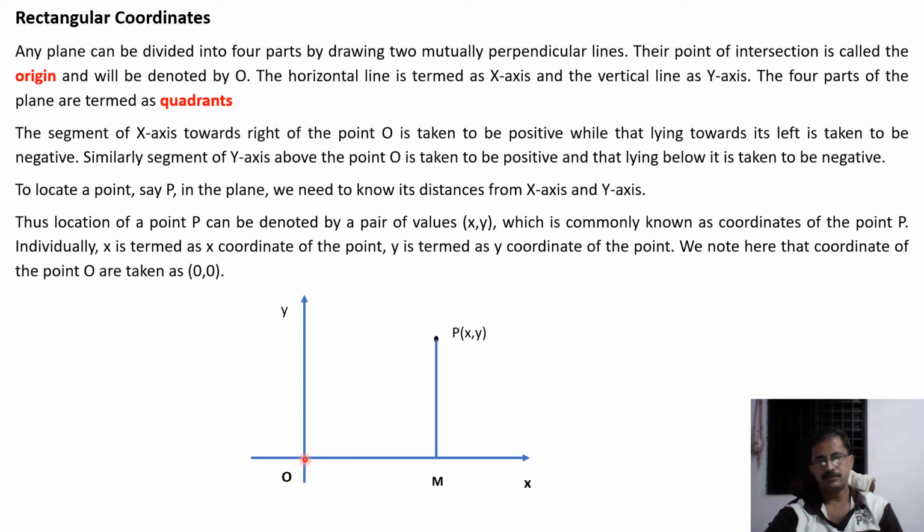See, this specific point, the origin, lies on both the x-axis and the y-axis. So there is no distance from the x-axis and no distance from the y-axis. Both the distances are 0. Therefore, the coordinates of the origin are (0, 0).